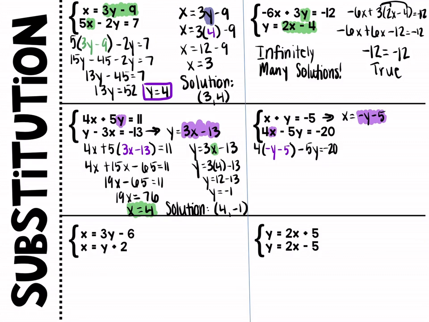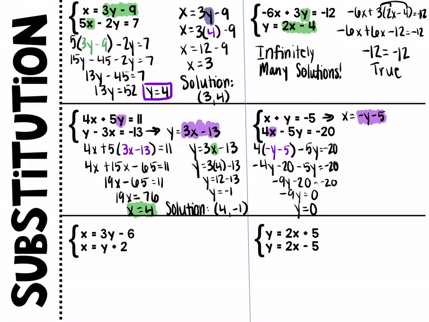Okay, so 4 times negative y is negative 4y minus 20 minus 5y equals negative 20. So then negative 4y minus 5y is negative 9y minus 20 equals negative 20. So then I'm going to add 20 to both sides, so negative 9y equals 0. So y is equal to 0.